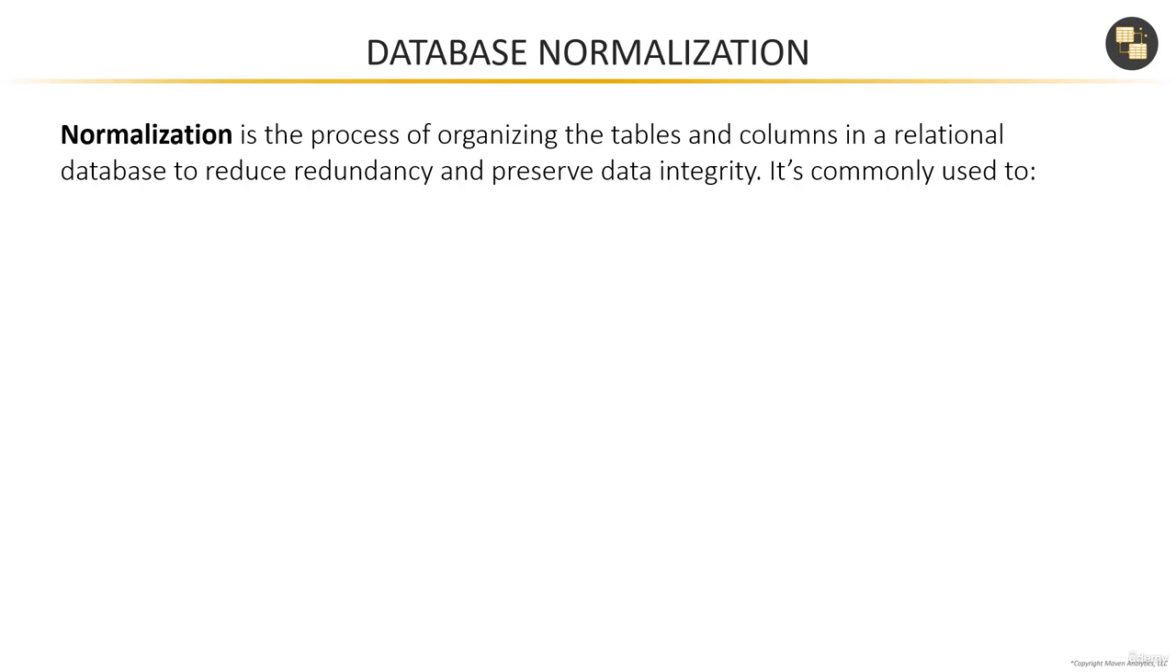So, the textbook definition here is that normalization is the process of organizing the tables and columns in a relational database to reduce redundancy and preserve data integrity. So, what the heck does that even mean, right?